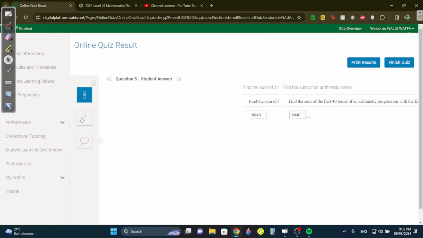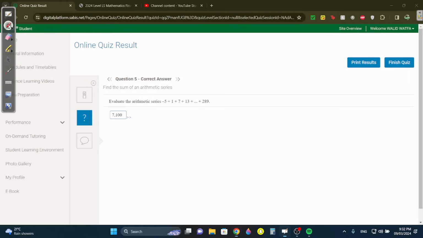Question 5. Evaluate the arithmetic series, whatever, plus to 289. Okay. So here we're actually adding. If you can see, we're using the sum. So we can use the formula Sn equals n over 2 times a1 plus an.